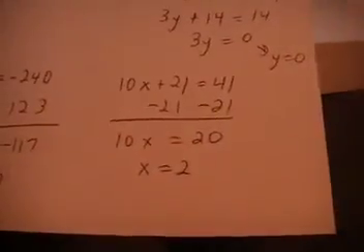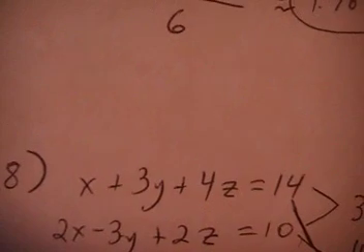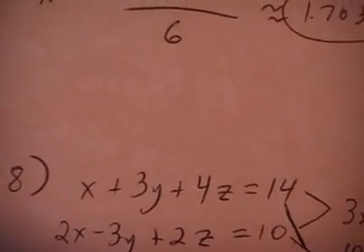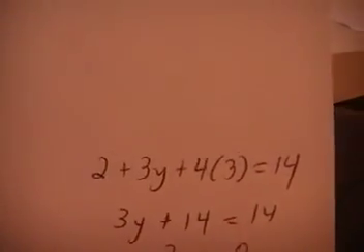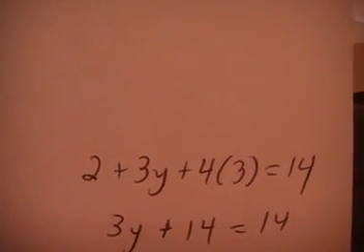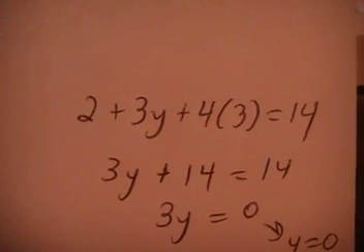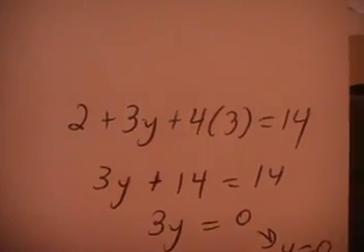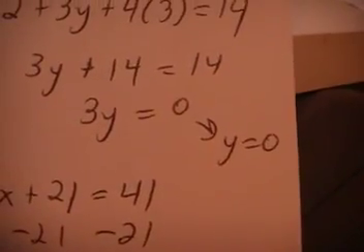So now go back to one of the original equations. I think I picked the first one. X plus 3y plus 4z equals 14. Stick the 2 in for x and stick the 3 in for z. 2 plus 3y plus 4 times 3 equals 14. 4 times 3 is 12, plus 2 is 14. Subtract 14, you get 0. 3y equals 0, so divide by 3, y equals 0.